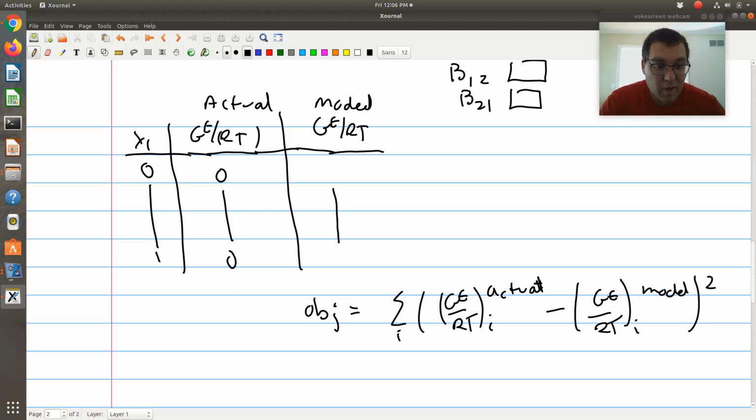So what I want to do here, in Excel, is guess values for the two model parameters. With those two guesses, you can calculate your model GE over RT values, and then you use Solver to adjust the values of B1 and B2 so that you minimize that sum of squared error. You do the same thing with Van Laar and Margules and just see which one gives you the smallest sum of squared errors, right? And that's how you would choose an excess Gibbs free energy model. It's just whatever one fits your data the best.